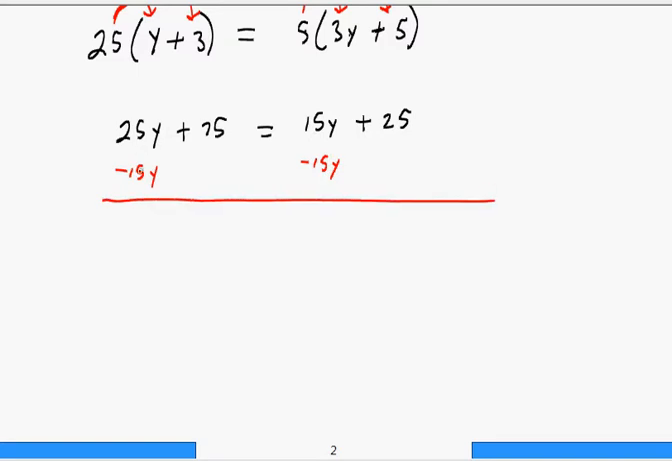Well, 25y minus 15y is 10y. Bring down that plus 75 is equal to, well, the 15y's cancel. That's the whole reason we did that. So we're left with just 25.